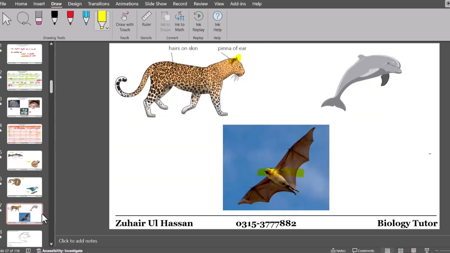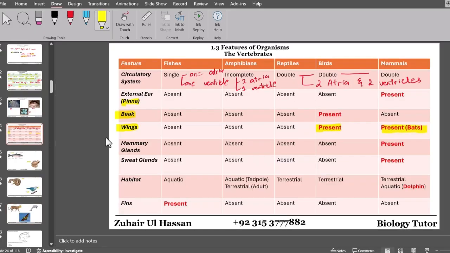Bats have lungs for gas exchange. Bats also give birth to live young ones. Bats are also warm-blooded organisms. So these three features, warm-blooded, having lungs present, giving birth to live young ones, are the characteristics of bats. So that's a mammal, and that bat also has wings present. So the only mammal having wings is known as the bat.